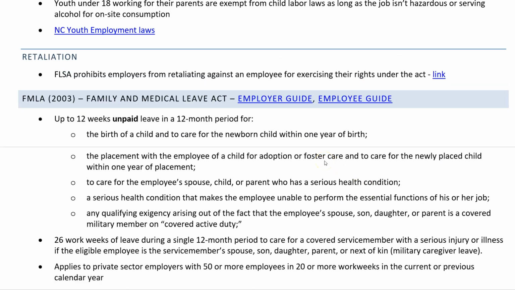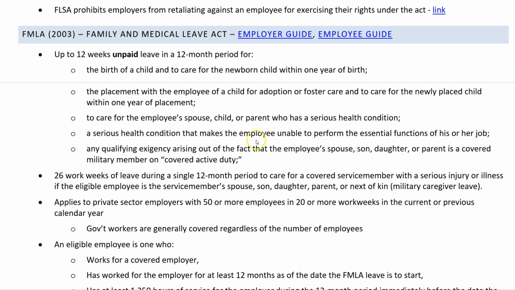We mentioned retaliation briefly here because part of the FLSA is a section that prohibits employers from retaliating against an employee for exercising their rights under the act. So if they file a complaint with the Department of Labor saying you're not paying the minimum wage like you should be, and then you get mad at them for that and fire them, that would be retaliation, and they might be able to sue you for that. So just be aware of that.